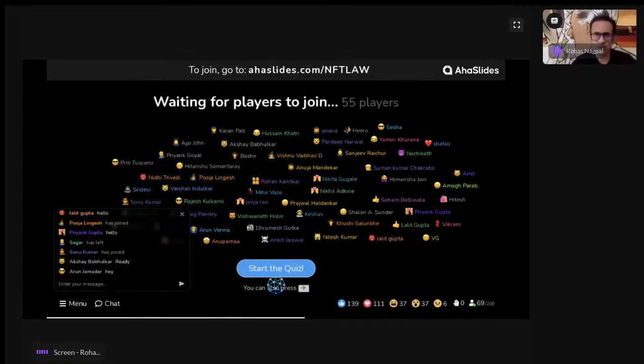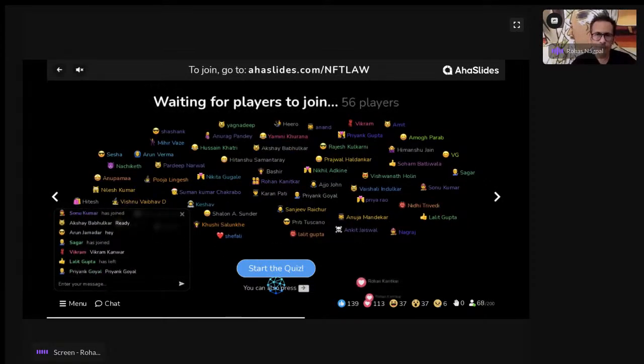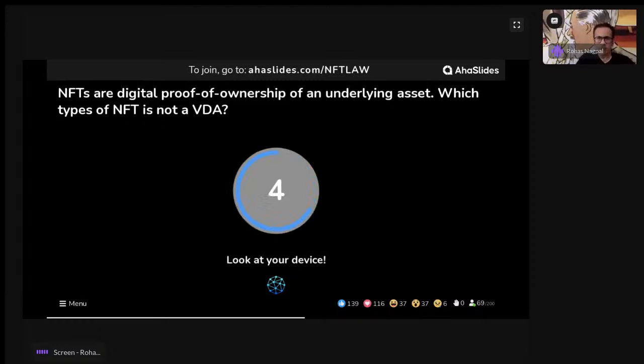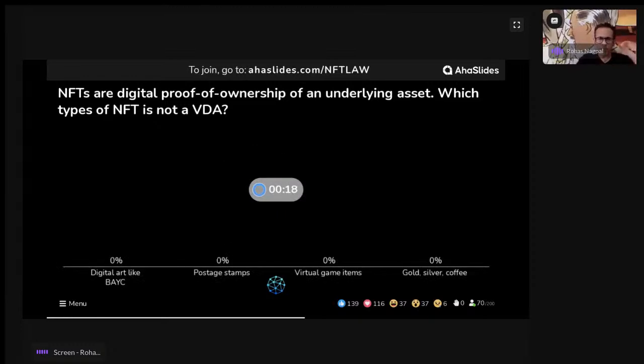Okay, great. So let's start off. We're moving on to question number 1 very soon. Let's start the quiz. Question number 1 of 5, and remember, the faster you answer, the more points you get. NFTs are digital proof of ownership of an underlying asset. Now, which of these 4 types is not a VDA? So it is not covered by the crypto tax law.